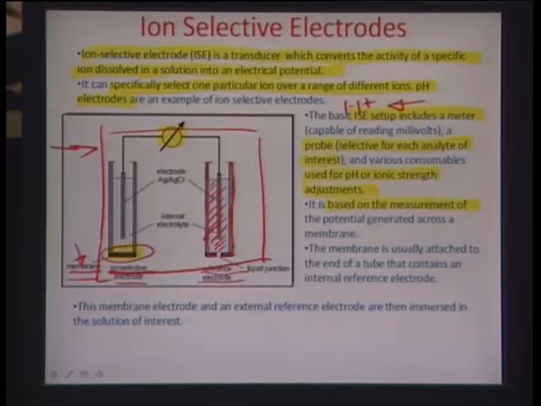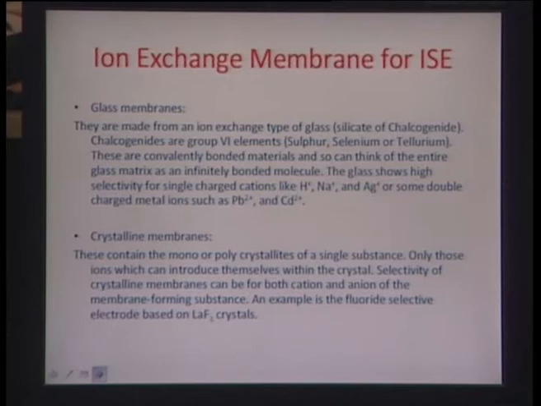So, an ion selective electrode essentially is based on the measurement of the potential generated across a selective membrane here. The membrane is usually attached to the end of this tube, and essentially there is a solution here for internal reference of this particular electrode, and the whole assembly is immersed into the analyte for the measurement purpose. Let us talk a little bit more about what these membranes are or what they are supposed to do, okay.